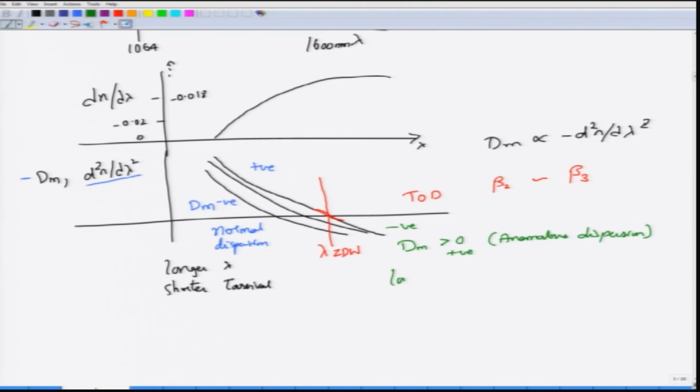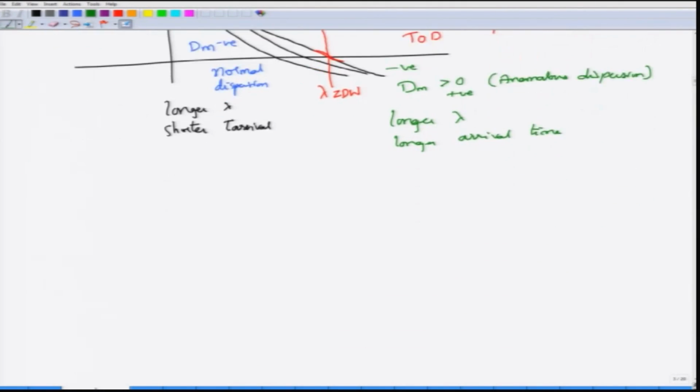Here what you can see is that the longer the wavelength, the longer will be the arrival time. So longer wavelengths will arrive with a longer arrival time. This is a characteristic of the anomalous dispersion in materials. Now we will stop with material dispersion.